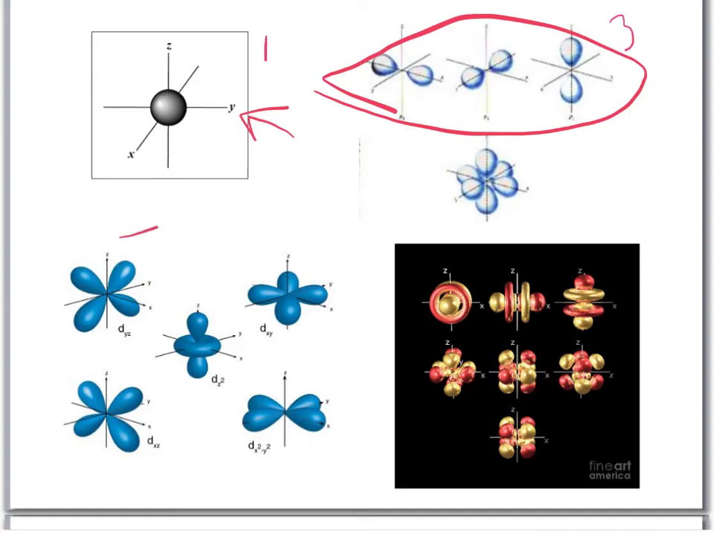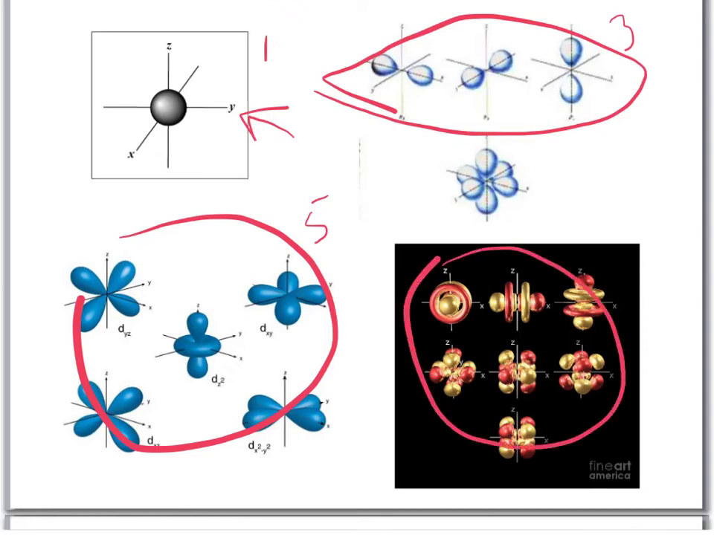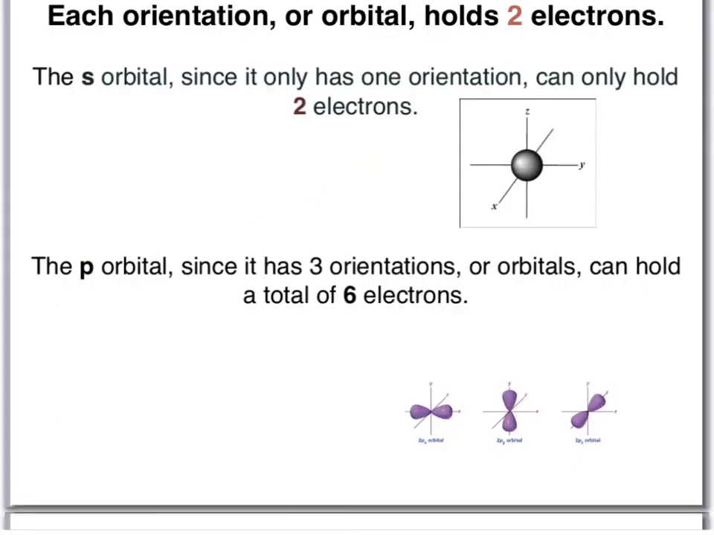With the D's, we have 5 possibilities for orientation, and with the F's, we have 7 different possibilities for orientations. S, P, D, and F. Now this may be the most important thing we talk about.